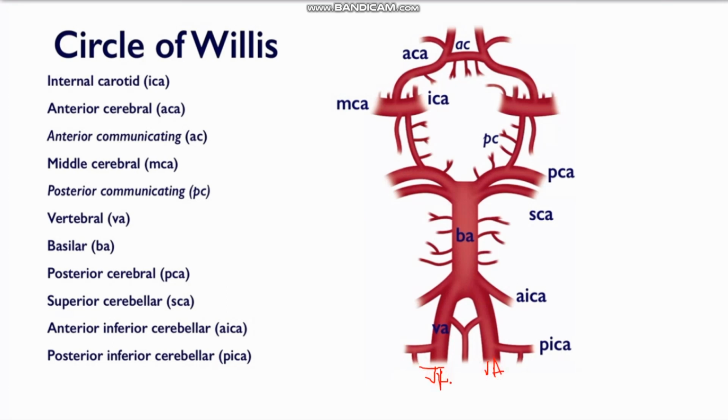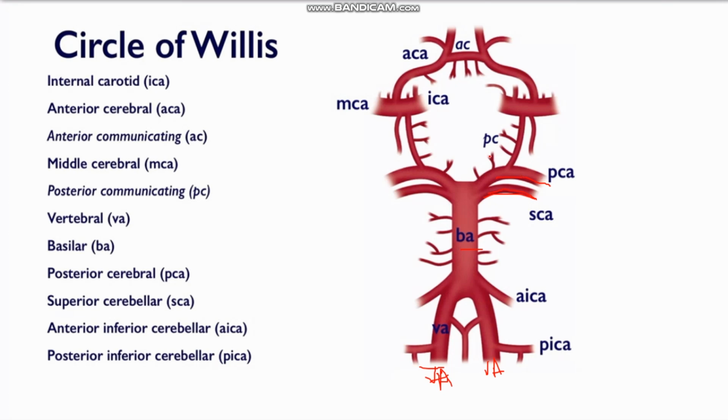Basically, the two vertebral arteries come together and they form the basilar artery. Now, the basilar artery has multiple branches. The first branch is the superior cerebral artery, right here. You can actually see it here. And then it has another branch which is called the posterior cerebral artery. This is the superior cerebral artery, and this is the posterior cerebral artery.